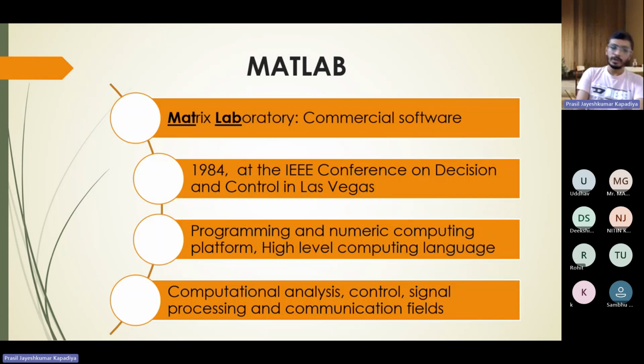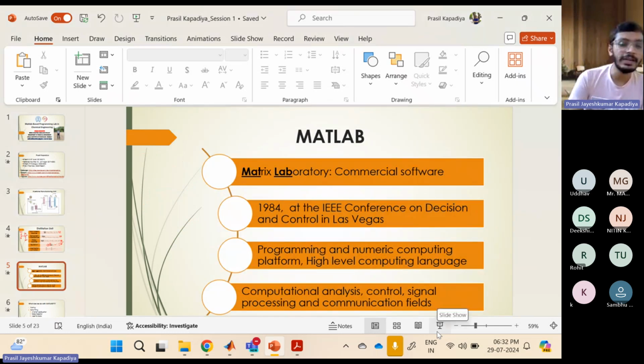So MATLAB. What is the full form of MATLAB? MATLAB is Matrix Laboratory, and it is commercial software. What does the word commercial software mean? Can anyone tell me? What is commercial software? Paid. It is utilized by industry in production. Commercial means you need a license to use that software.